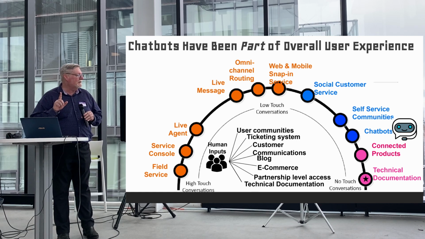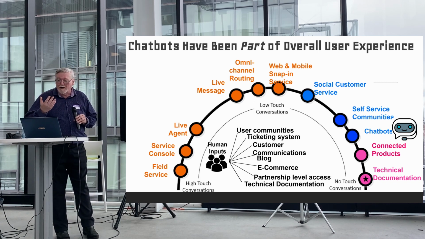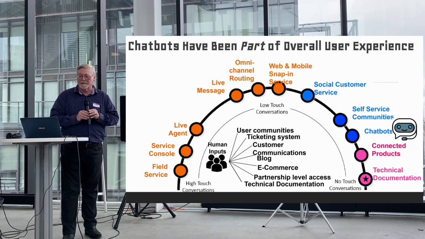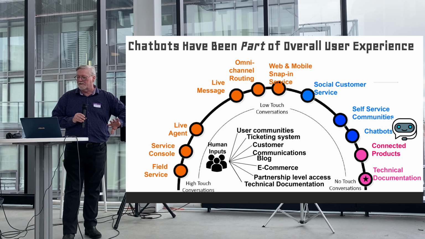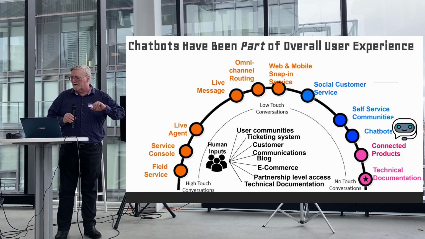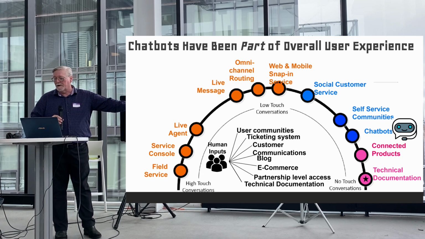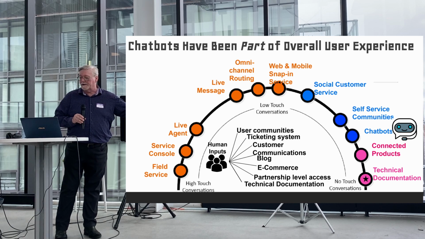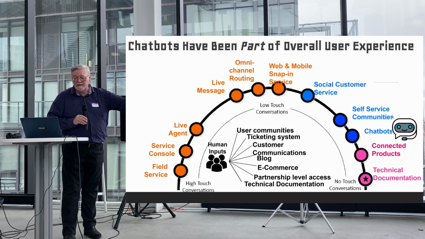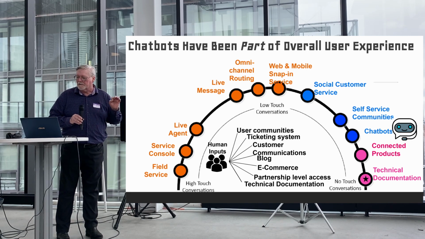This is actually one of only two slides which are not computer generated. Chatbots, at least up until now, have been part of the overall user experience. You can see this rather large arc with high-touch conversations on the left-hand side, such as field service and live agents, then moving to low-touch and then no-touch conversations, from live messaging, omni-channel routing, and web and mobile self-service, and then on the right-hand side, chatbots, connected products and tech docs, no-touch conversation. In between, in the center, feeding all of this, are the human inputs: user communities, ticketing systems, blogs, e-commerce, what have you. The human part that actually powers the rest of what's going on here.